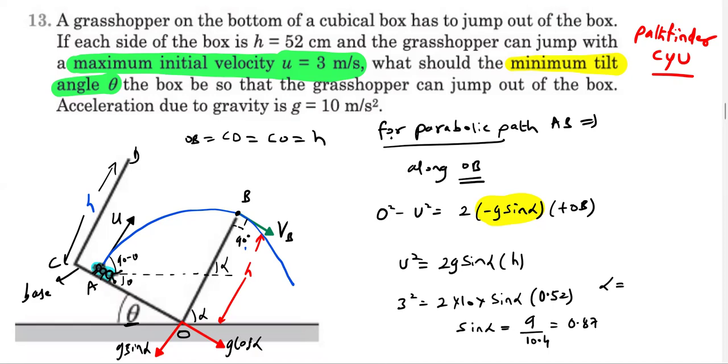So the alpha will be sine inverse of 0.87. In the calculator, I'm getting this angle as 59.92 degrees, which is approximately 60 degrees. If alpha is 60 degrees, this will be 90. This will be 90.